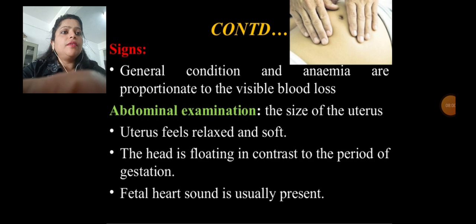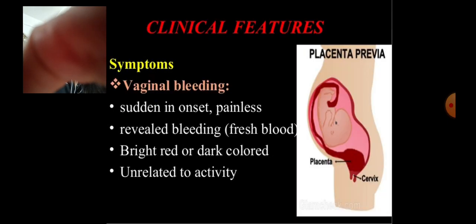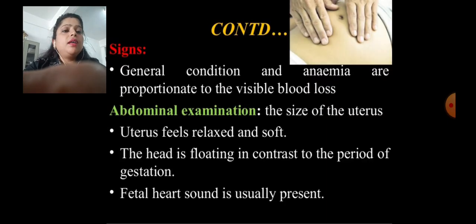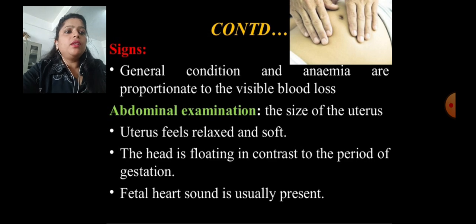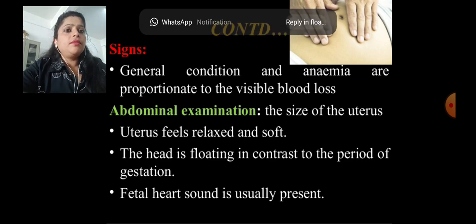Next, what are the general conditions? The general condition of placenta previa is anemia. Why? As there is blood loss, anemia is one of the major causes in this disease. In the abdominal examination, what we find is about the size of the uterus. The uterus feels relaxed and soft.